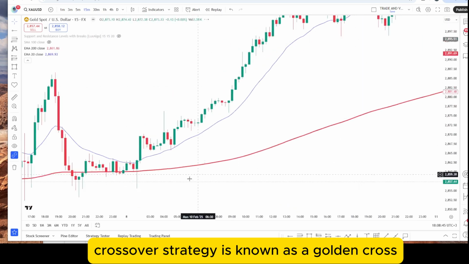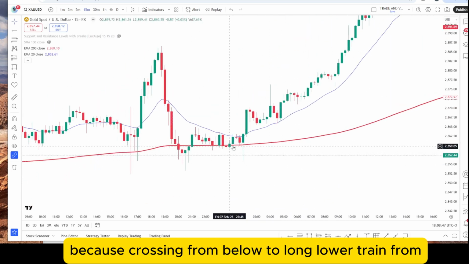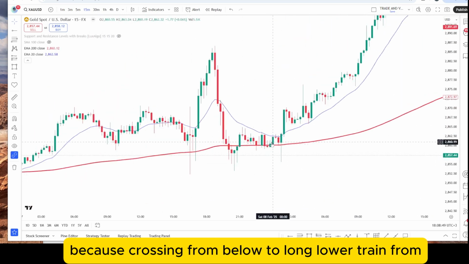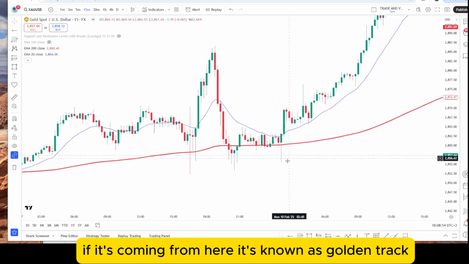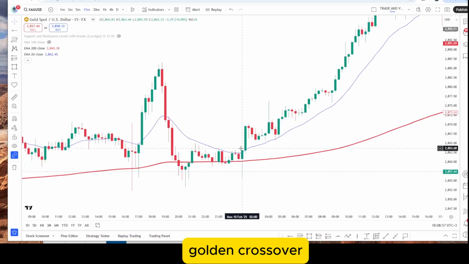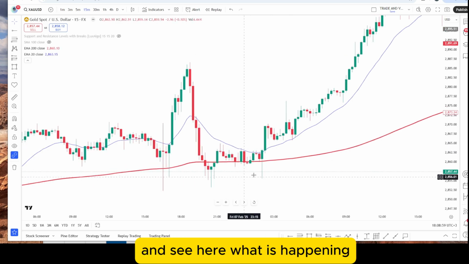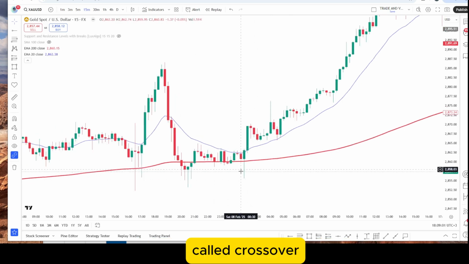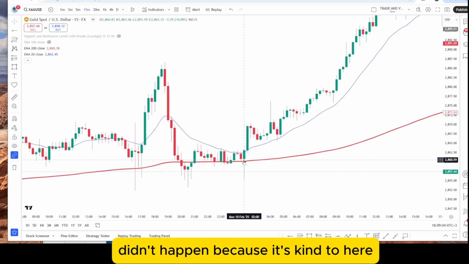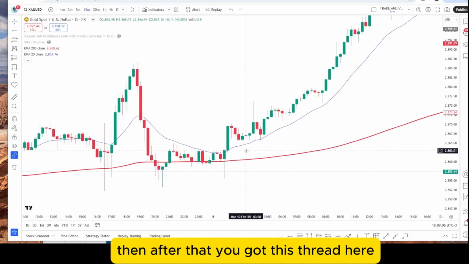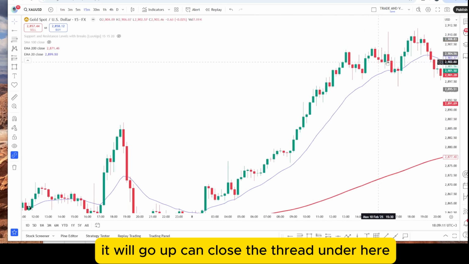It's known as a golden cross because it is crossing from below to the longer trend. If it's coming from here, it's known as a golden trade, a golden crossover. You can see here what is happening. The crossover didn't happen because it came to here. Then after that, you got this trade here. It will go up. You can close the trade until here.